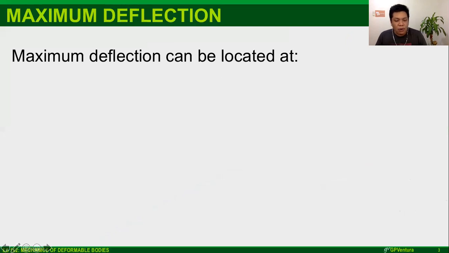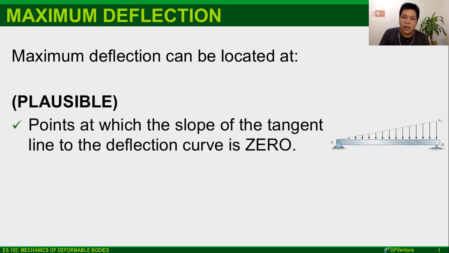Now, our first task when we are determining the maximum deflection is to find its location. So there are several plausible locations for us to be able to find the maximum deflection. Number one is at points at which the slope of the tangent line to the deflection curve is equal to 0. Now take note that the deflection curve is also known as the elastic curve. So where do we normally see points at which the slope of the tangent line to the elastic curve is 0? Look at the figure over here.